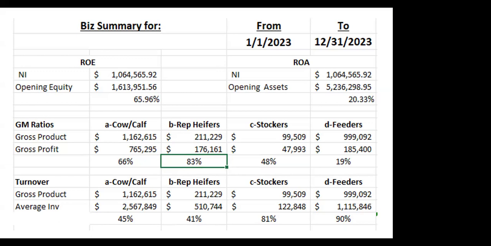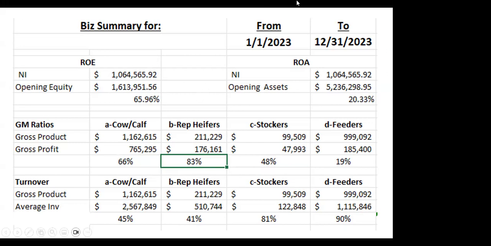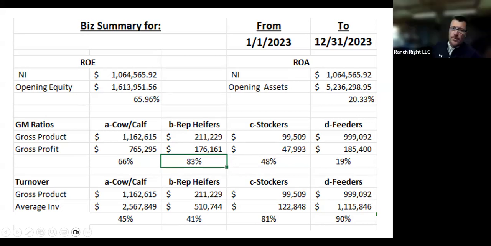John, could you define gross profit real quick? You bet. Gross profit is the gross product minus the direct costs. So the difference here is feed, vet, tags, brand inspections, trucking, that sort of thing. Okay, thank you. Great question. I'm glad you asked that, Taylor. Does everybody understand that? If I need to repeat that, I'm happy to. The gross profit is the gross product minus the direct costs.